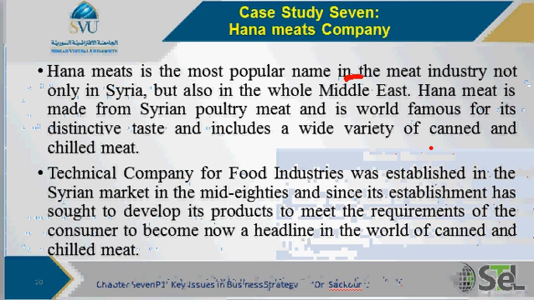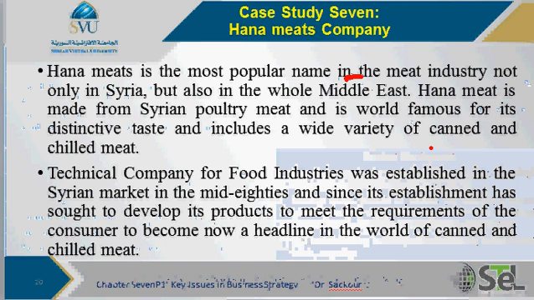The case study of this is chapter number 7, which is talking about Hana Meat Company. Hana Meat is maybe one of the most popular names in the meat industry in Syria, which is known as well in the whole Middle East. It is made from Syrian poultry meat and is world famous for its distinctive taste and includes a wide variety of canned and chilled meat.